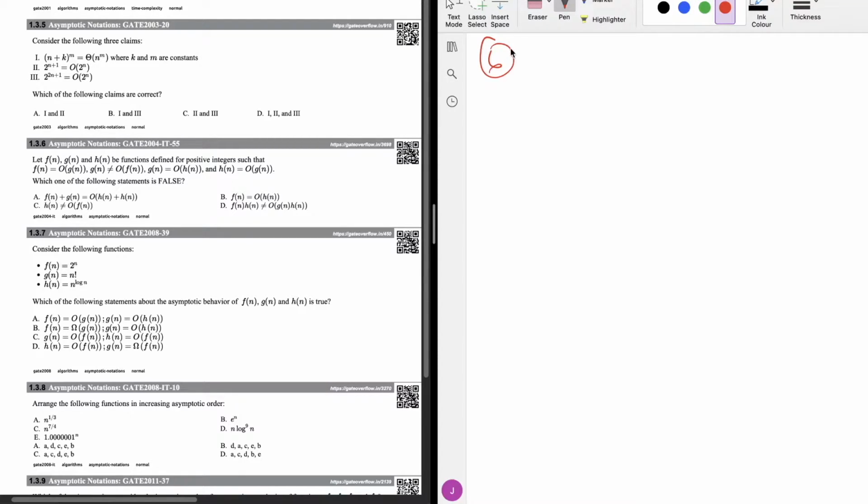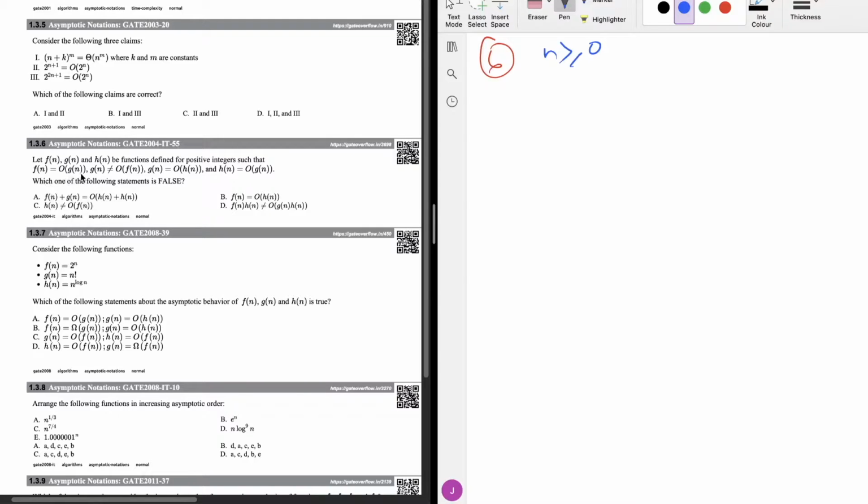In this video we will be solving this GATE 2004 IT question, and this is also related to asymptotic notation, right? So what is the question? Let f(n), g(n) and h(n) be functions defined for positive integers. Okay, so n will always be greater than or equal to 0 because it is given that they are defined only for positive integers, and some statements are given.